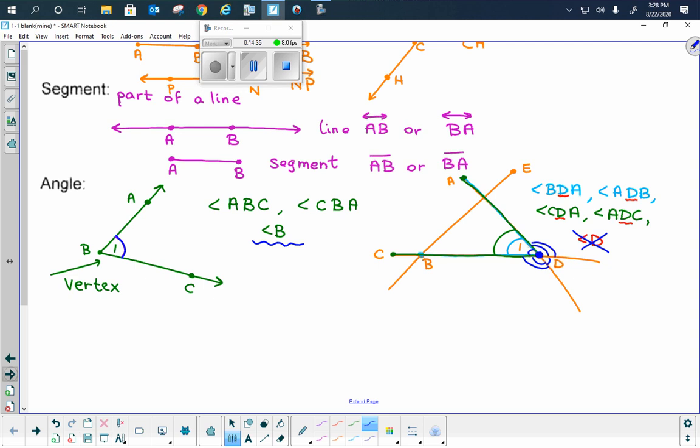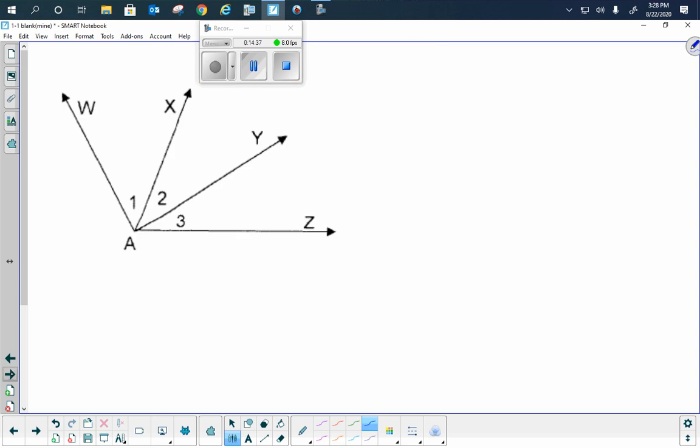So let's go on and do a little practice with this angle stuff here and see if we can help you. So this is exactly what it's going to say when we do our homework. Okay, so for this example, go ahead and write down these directions for yourself. Let's say give the number or numbers.